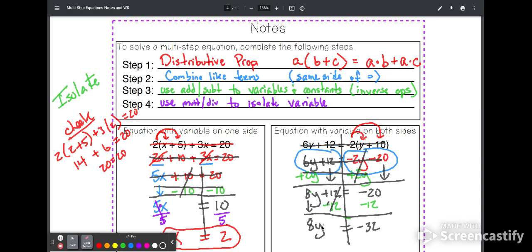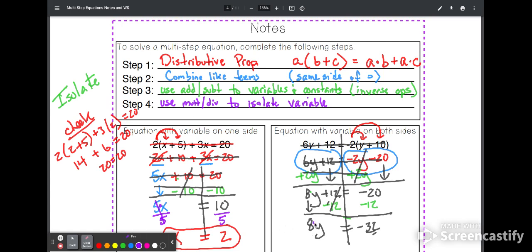Once again, I read a book from left to right. I come back to the left-hand side, and I say, do I have any more addition or subtraction that I can use to move constants to one side and variables to the other side? And the answer is no, because at this point, all of my y's are on one side, and all my constants are on the other side. So I'm on to the purple step. I'm ready to isolate my variable. I'm ready to get y by itself.